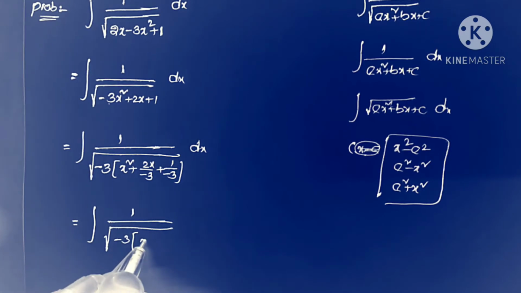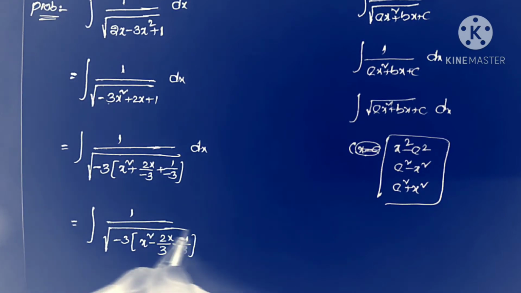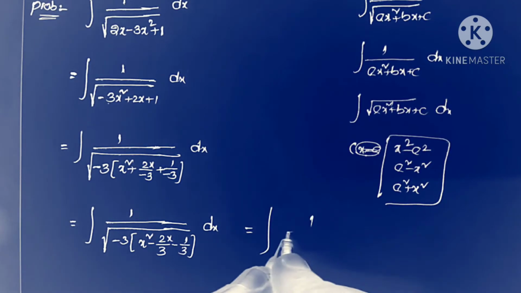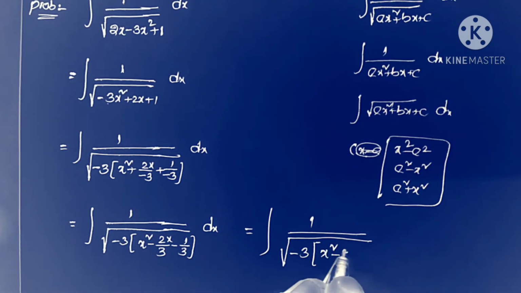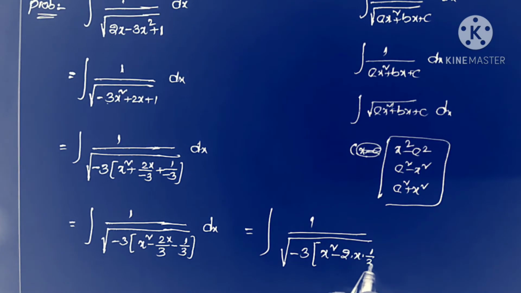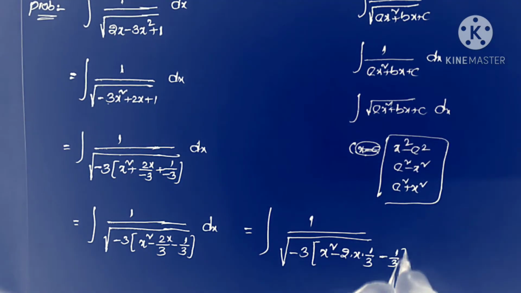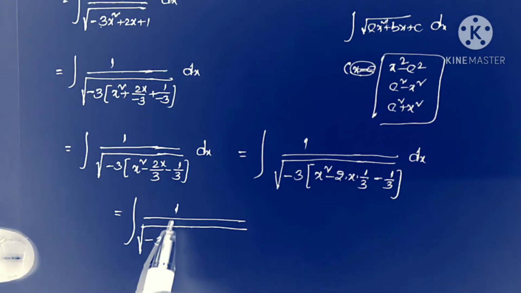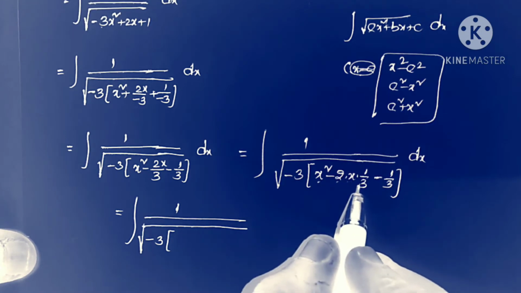This is equal to integral 1 by square root of minus 3 into x square minus 2x by 3 minus 1 by 3 into dx. Here x square minus 2x by 3, this is nothing but 2 into x into 1 by 3, which is 2x by 3, minus 1 by 3 into dx. Now this is in the a square minus 2ab form. What is the b value here?